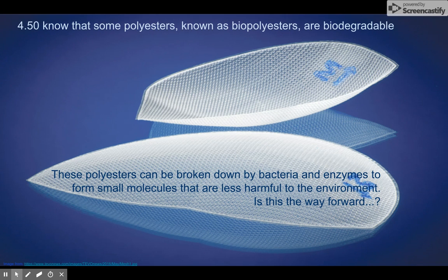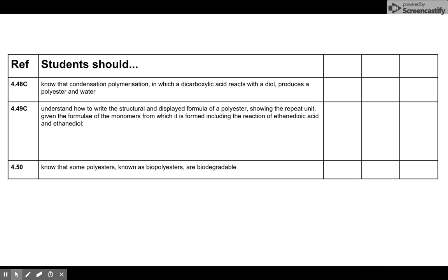You need to know that some polyesters, known as biopolyesters, are biodegradable, and that means they can be broken down by bacteria or enzymes. They form smaller molecules, and I guess the question would be, presumably, that would be a way forward in terms of the environmental impact of polymers. Here's the syllabus statements. You should be happy with all of those. Hopefully that will make sense to you.